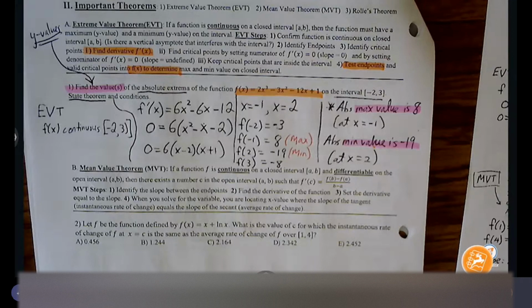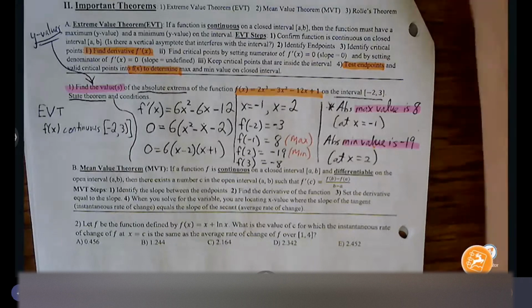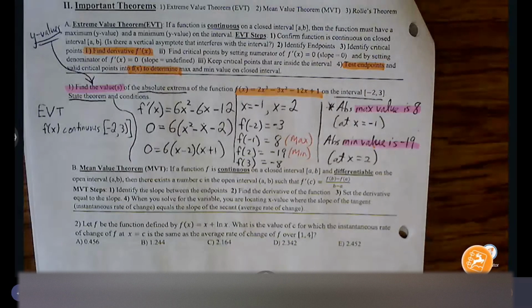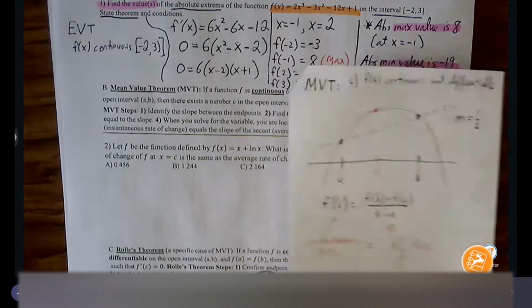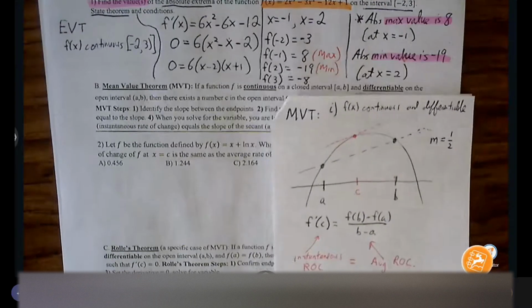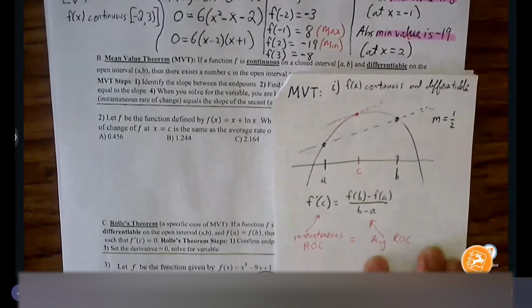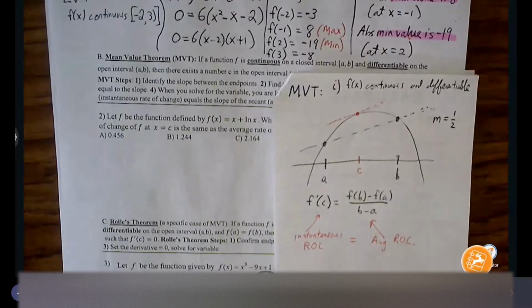Okay, moving on to mean value theorem. Again, I want to start with a visual picture so that we can have some idea before we jump into all these steps. So mean value theorem is trying to guarantee a specific slope. That's the whole purpose of mean value theorem. We're trying to guarantee a slope somewhere on the curve.